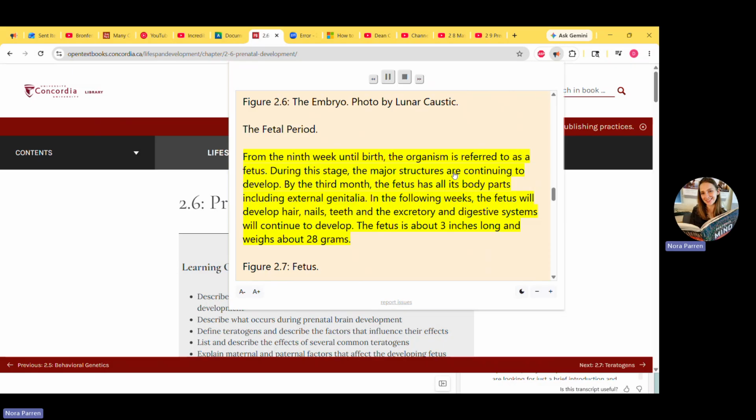By the 3rd month, the fetus has all its body parts including external genitalia. In the following weeks, the fetus will develop hair, nails, teeth, and the excretory and digestive systems will continue to develop. The fetus is about 3 inches long and weighs about 28 grams.